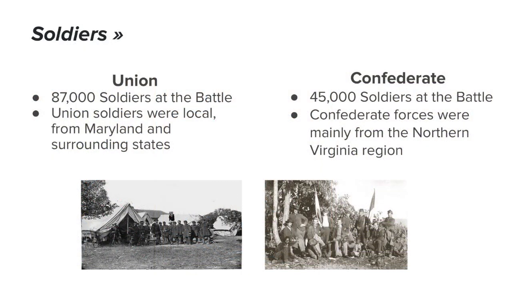On the Union side of the battle, there were 87,000 soldiers, and they were mainly from Maryland and locally just around, surrounding states. On the Confederate side, however, there were 45,000, and they were primarily from the Northern Virginia region, but there were also soldiers from other places, of course. Originally, the Confederacy thought that they were going to have many more men than the Union, but they were quickly proven wrong.